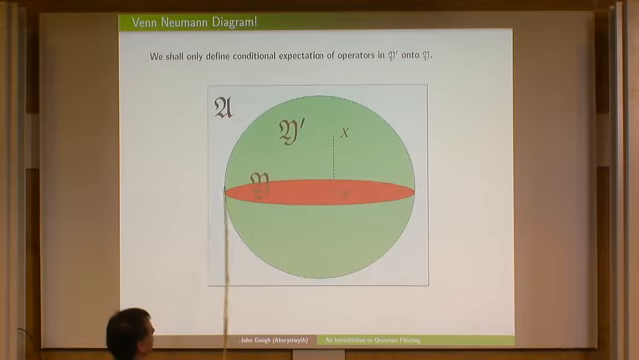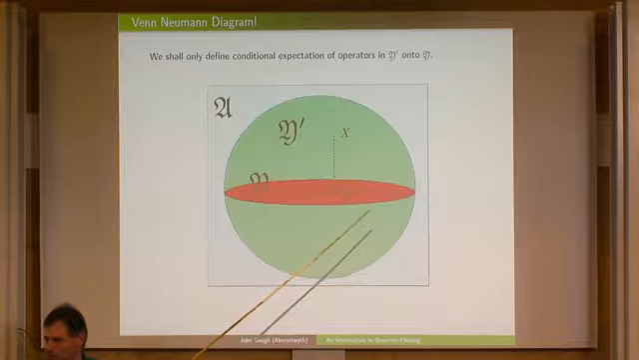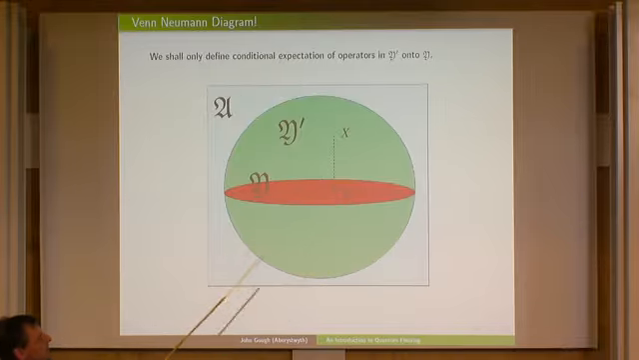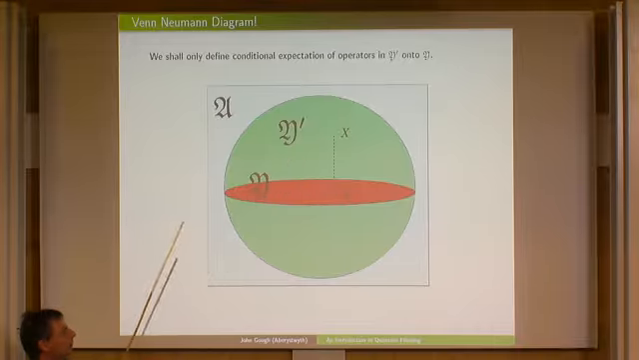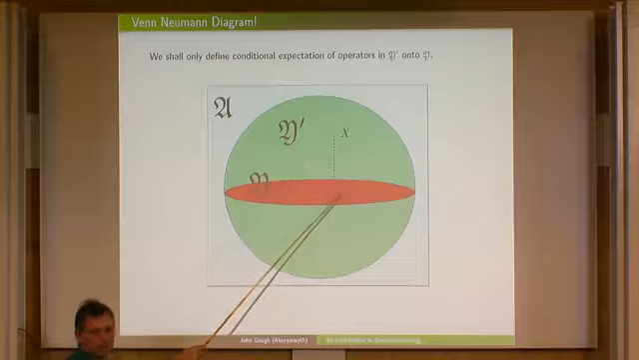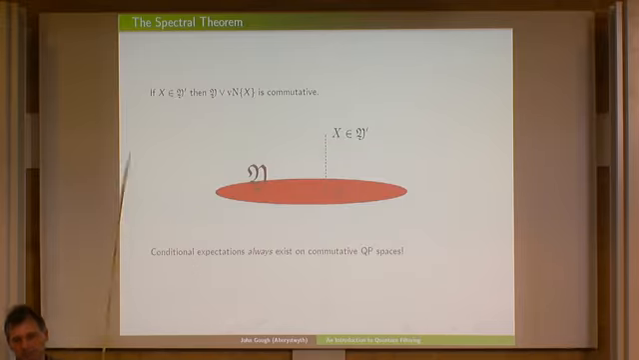We have a commutative algebra, that's the red blob. We have its commutant, which is the green blob. Everything outside we don't bother with. We're not going to try and estimate anything that doesn't commute with our observations. And what you can show is that there now always exists a conditional expectation from the commutant into the measurement algebra. I'll just get rid of the rest of the world to explain this.